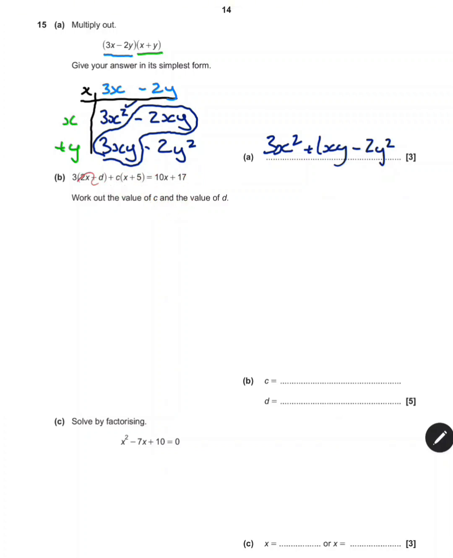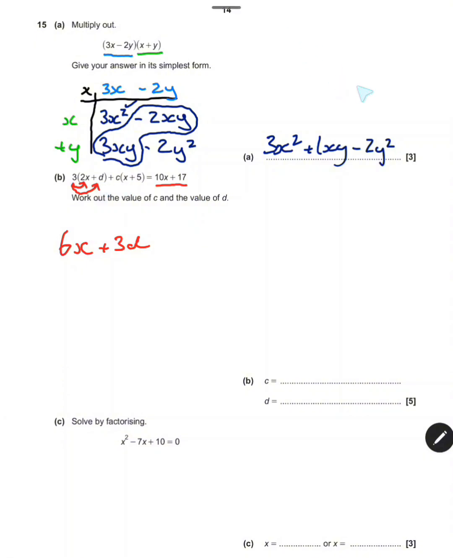Part B, we've just got some more brackets to expand, and it's kind of giving us the answer. And it wants us to work out what C and what D are. So it's quite a tricky one, this, but let's have a look. We've got to do 3 times 2x. That there is 6x. And then we've got to do 3 times D. And 3 times D is 3d.